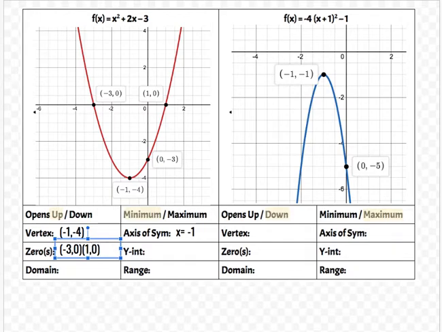Sometimes you might have 2. Sometimes you might have 0 x-intercepts because it doesn't cross at all. And sometimes you're going to have 1 x-intercept. So make sure you check to see how many times it crosses the x.